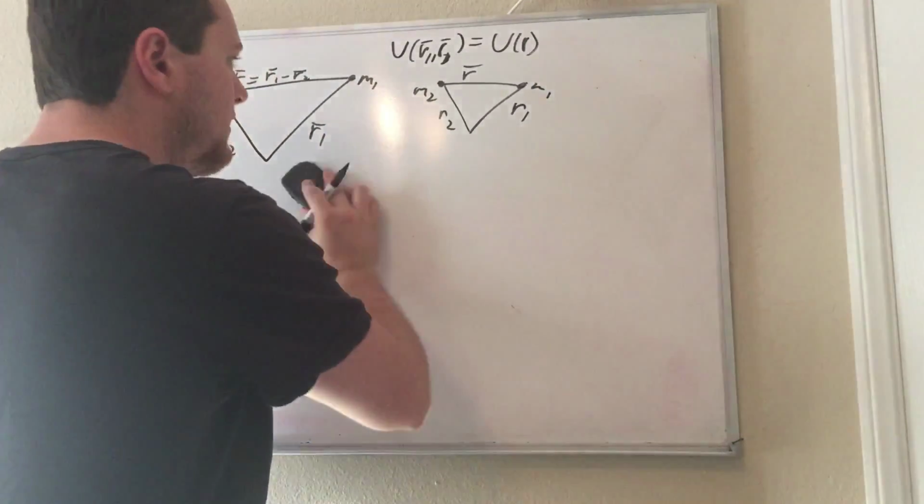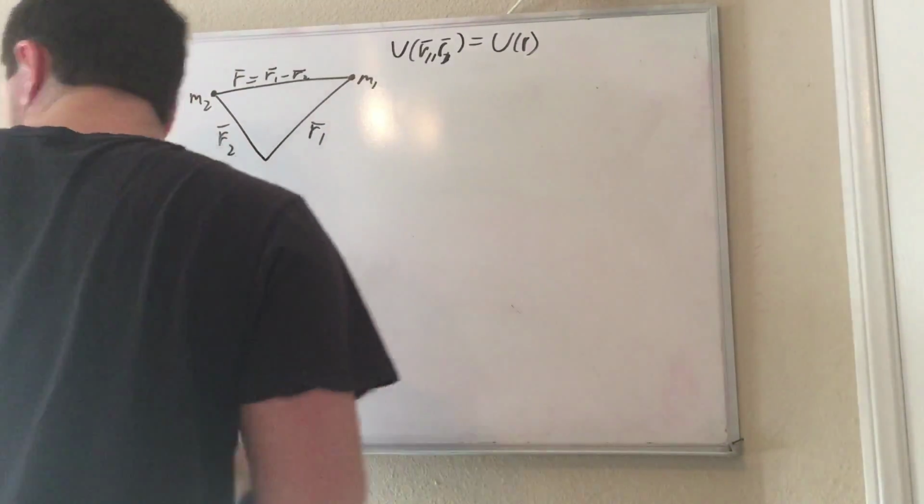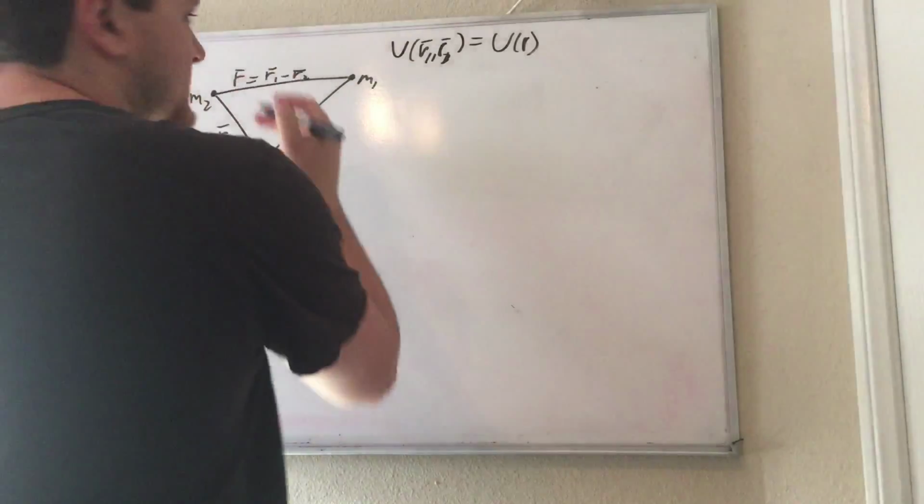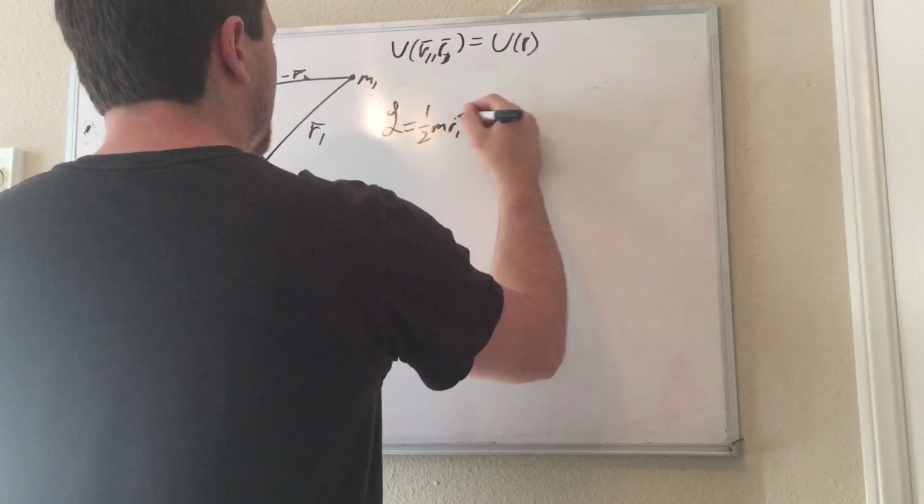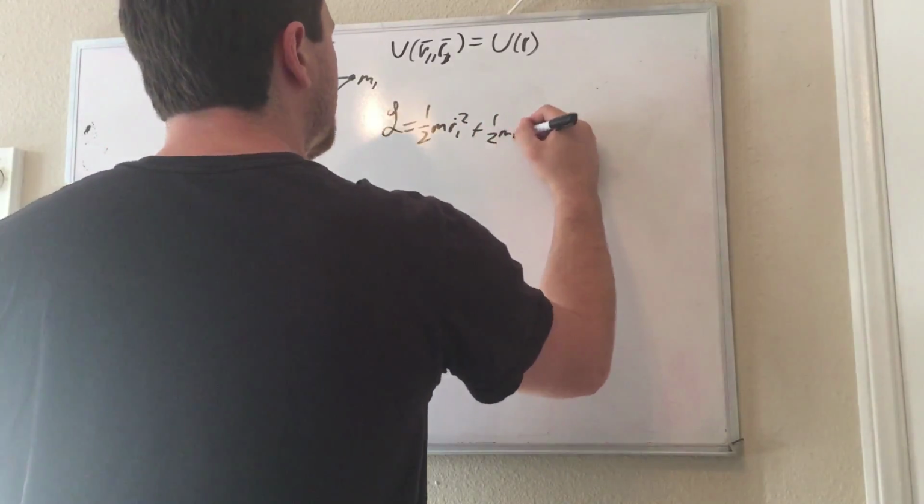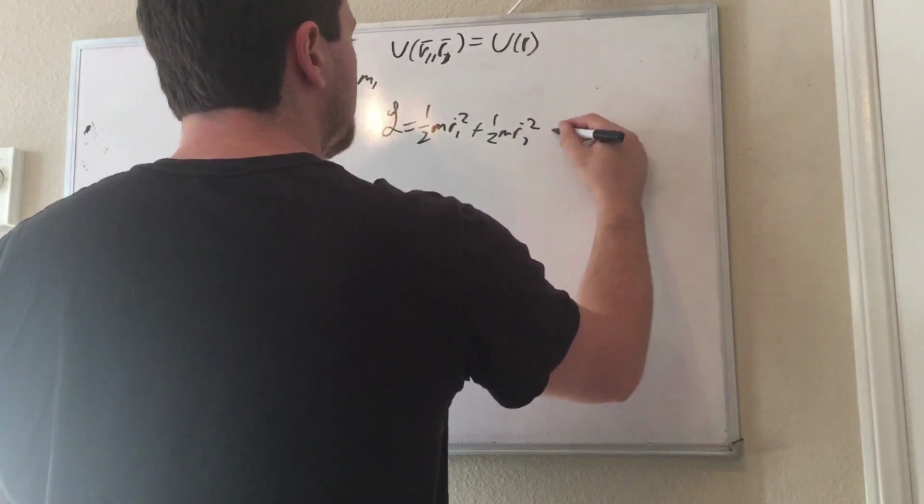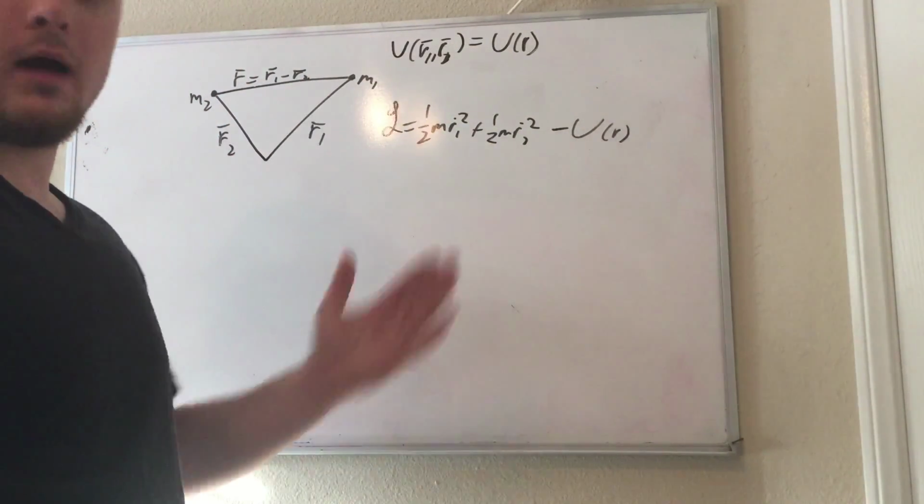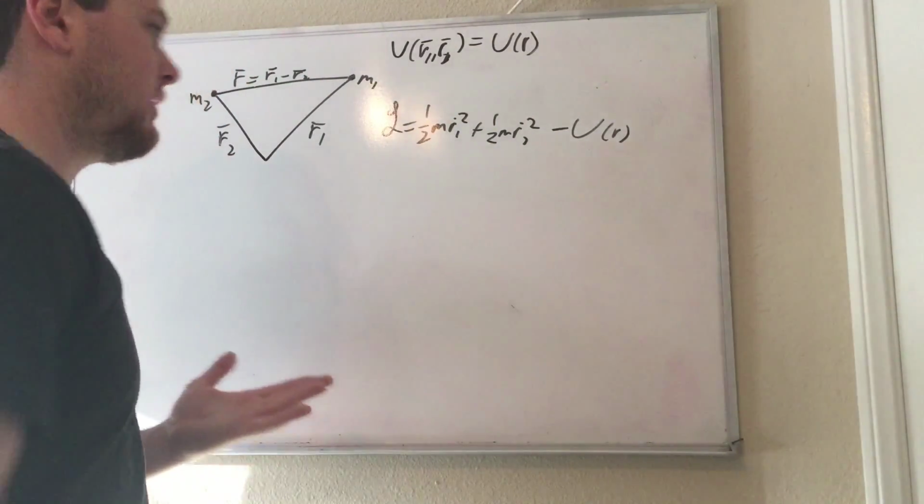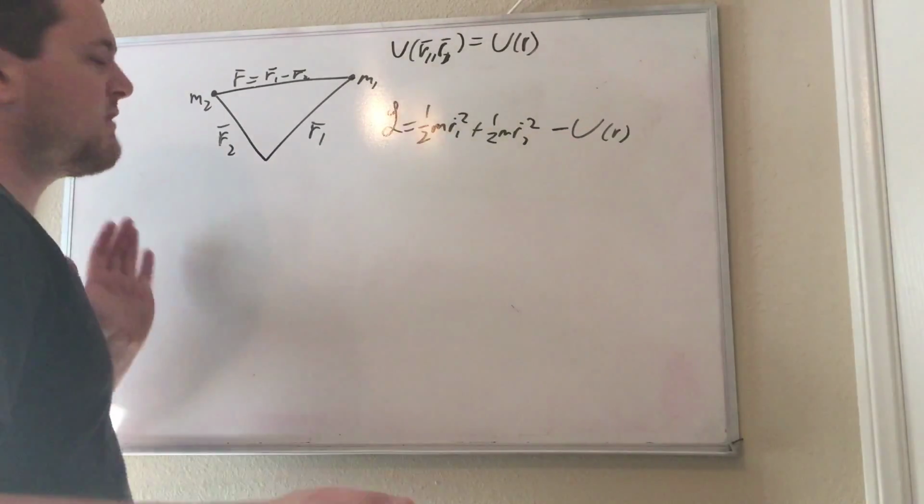Now, knowing that, let's look at the Lagrangian of this system. The Lagrangian is just 1/2 m1 r1 dot squared plus 1/2 m2 r2 dot squared minus U of R. But I don't want a two-body problem. I want to turn a two-body problem into a one-body problem. So let's think about the center of mass.